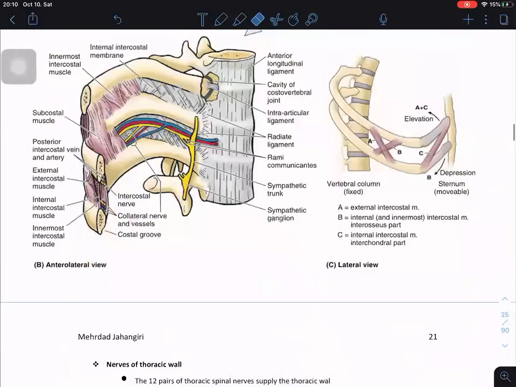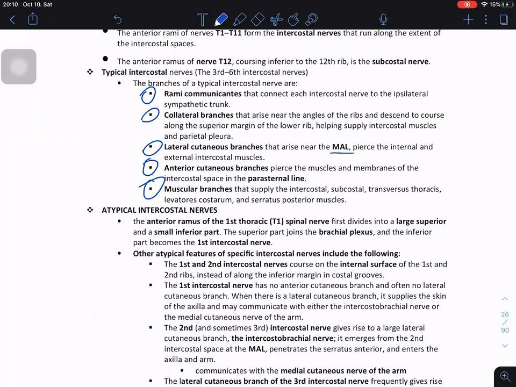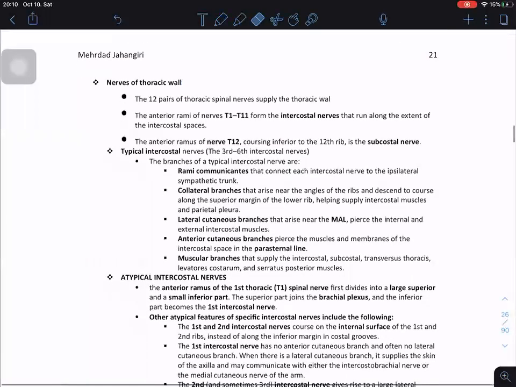that we need to know about the intercostal nerves, which are typical: rami communicants, collateral, lateral cutaneous, anterior cutaneous, and muscular branch. Okay, so MAL is mid-axillary line. Remember, parasternal line is also written here for the anterior cutaneous branches. Good.